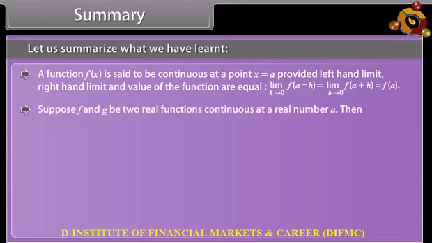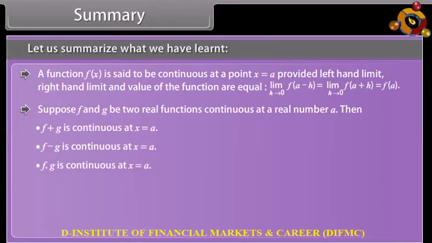Suppose f and g be two real functions continuous at a real number a, then f plus g is continuous at x is equal to a. F minus g is continuous at x is equal to a. F into g is continuous at x is equal to a. F by g is continuous at x is equal to a, g of a not equal to 0.